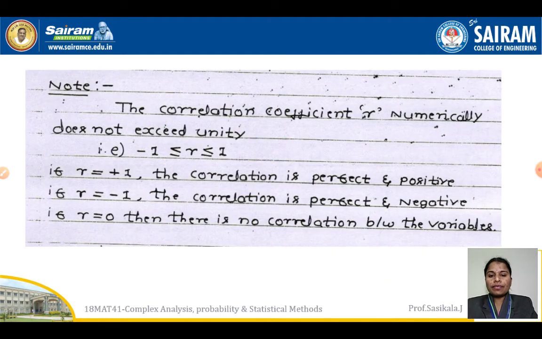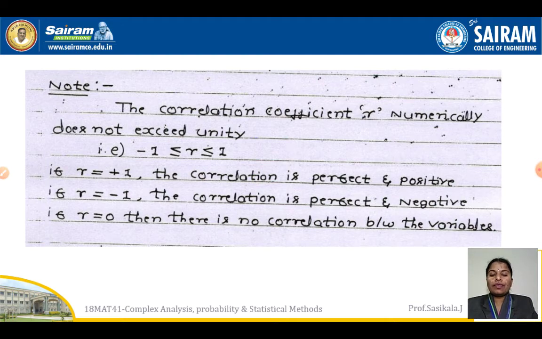So now we can go into the problem, but first we will see the note. The correlation coefficient r numerically does not exceed unity. That is, whatever the method you use, the correlation must be between minus 1 and plus 1. That is, minus 1 is less than or equal to r, which is less than or equal to 1. If r is plus 1, the correlation is perfect and positive. If r is minus 1, the correlation is perfect and negative. If r is equal to 0, then there is no correlation between the variables.